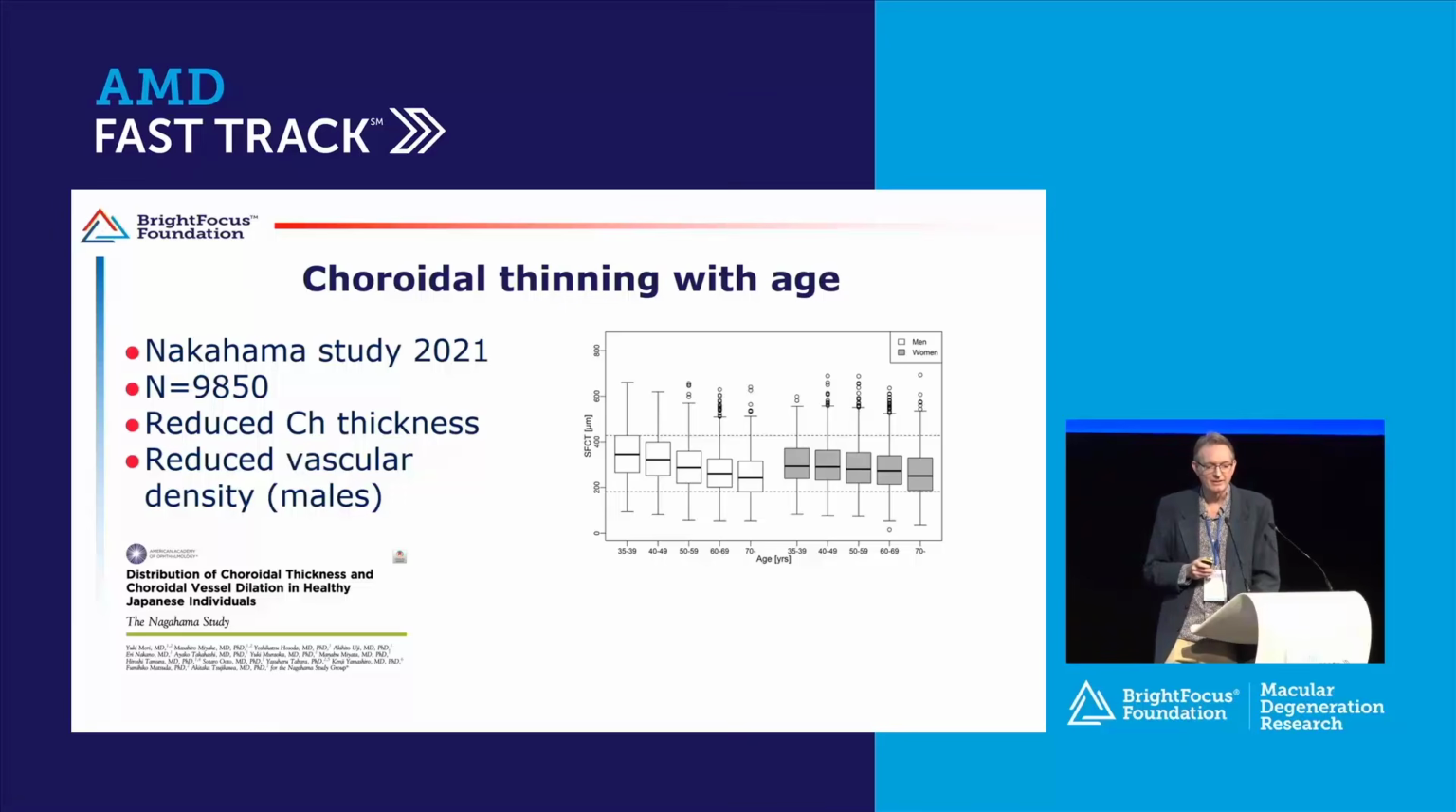But this is what it looks like in a large study of 9,000 individuals. The x-axis is different decades of life for men and women. And you can see this notable loss of choroid. In males, there's also a loss of choroidal density of the vasculature. So the proportion of blood vessel area to the choroidal stroma area was reduced in males, but not females in this study.